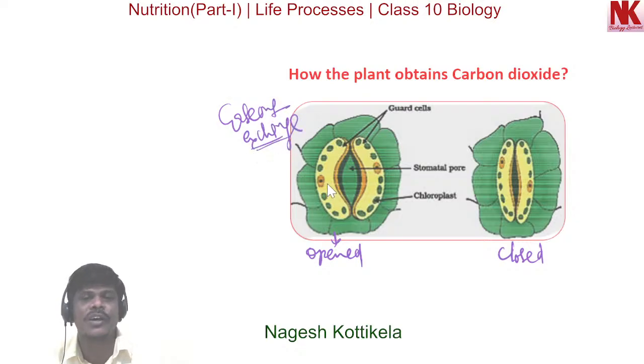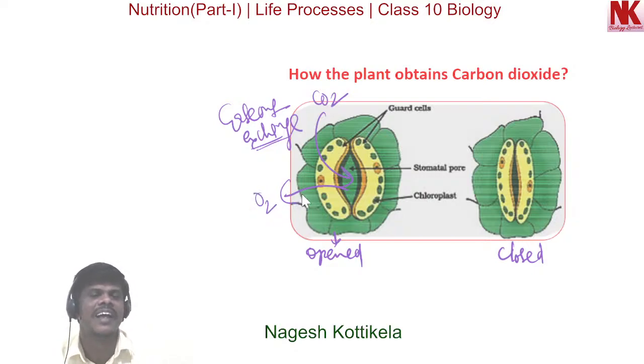During the process of photosynthesis, carbon dioxide molecules diffuse inside the leaf through these stomatal pores, and oxygen is released out during photosynthesis. During respiration it is the opposite process: oxygen is utilized and carbon dioxide is released.